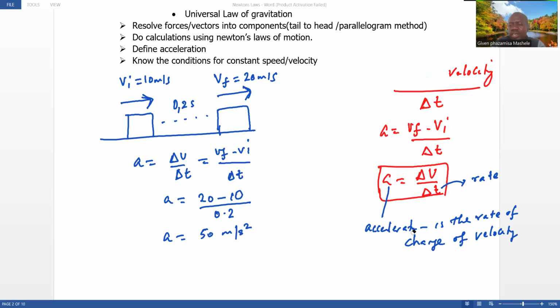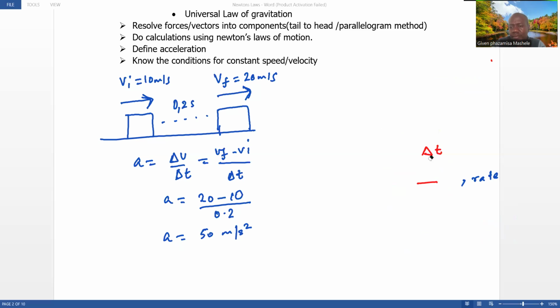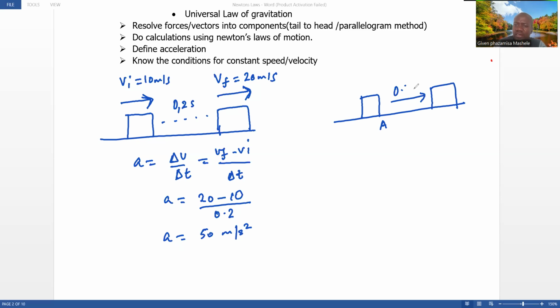But now let's look at a case where the object is moving from one point to another, but with a constant velocity. From A, now it is at B, and it traveled for 0.2 seconds. Its velocity at the start was 10, and at the end it is still 10. Is the velocity changing? No, the velocity is constant.